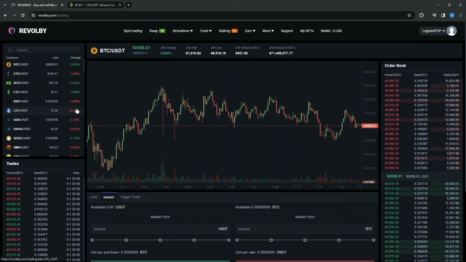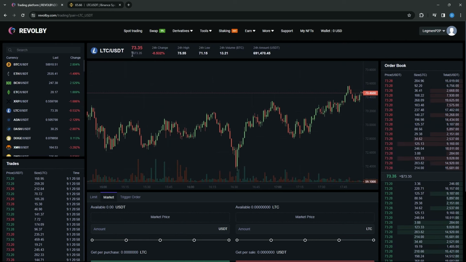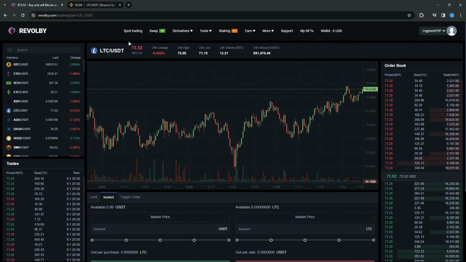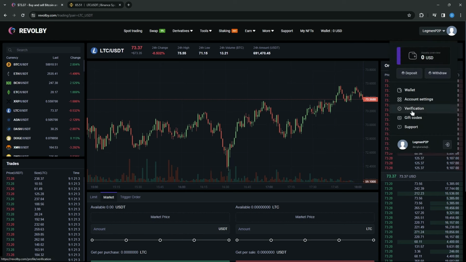Then we go to the Revelbee exchange. Also select the spot trading section and make sure that the price of Litecoin here is higher than on Binance, namely $73.50, which is about 12% difference and therefore profit per round. You also have the opportunity to make verification, but in our case, it is optional.